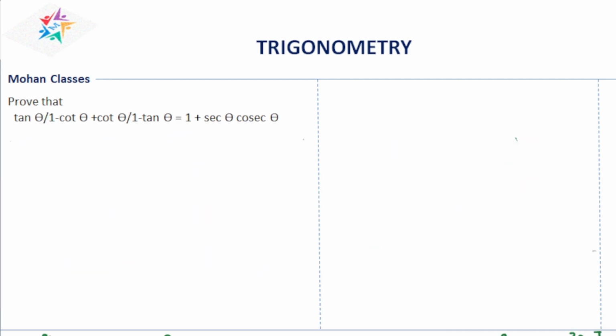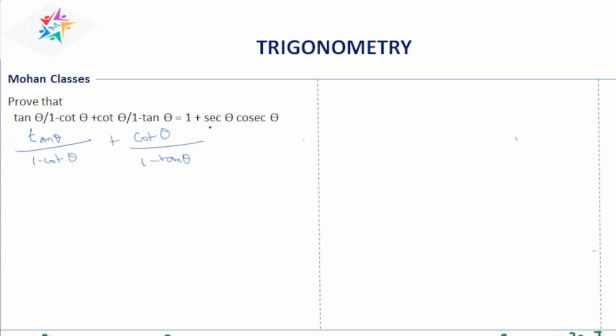Here, prove that tan theta divided by 1 minus cot theta plus cot theta divided by 1 minus tan theta is equal to 1 plus secant theta and cosecant theta. So, what is LHS? LHS we have to take it out. Tan theta whole divided by 1 minus cot theta plus cot theta divided by 1 minus tan theta.